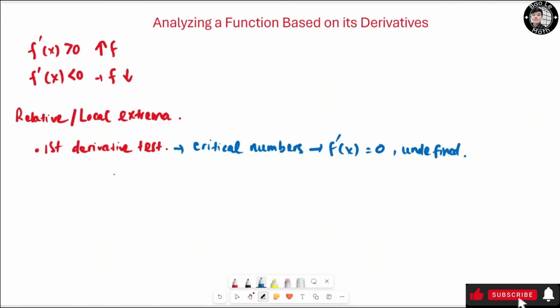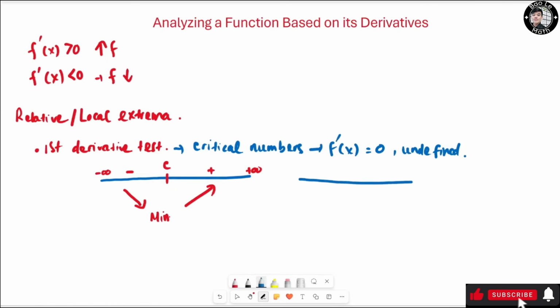Then you're going to set up the sign chart. Suppose you have the critical number c right here, right? On the left of c is going to be negative. On the right of c is going to be positive, right? Then the function is decreasing, then increasing. This one is a relative minimum, right?